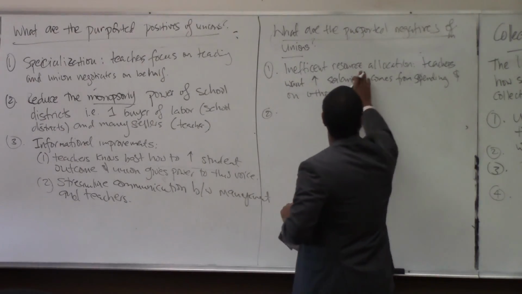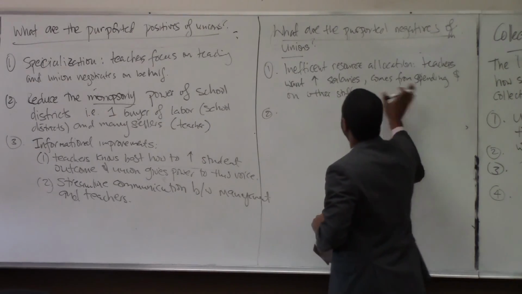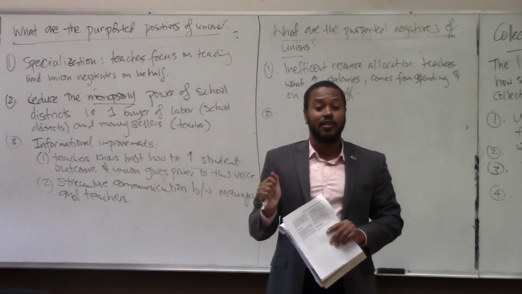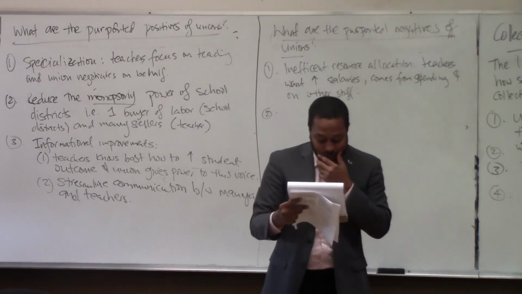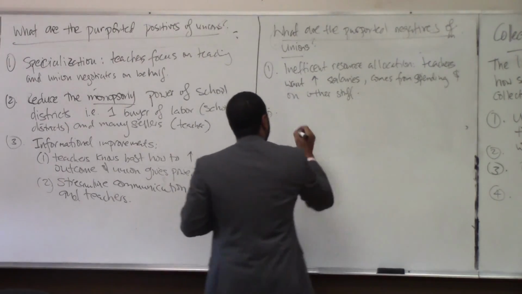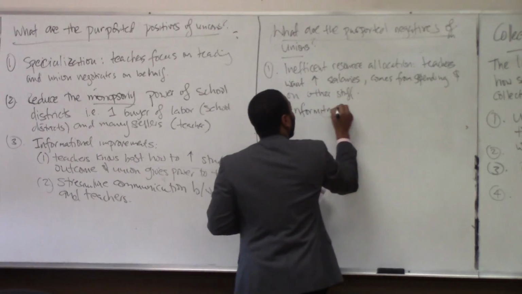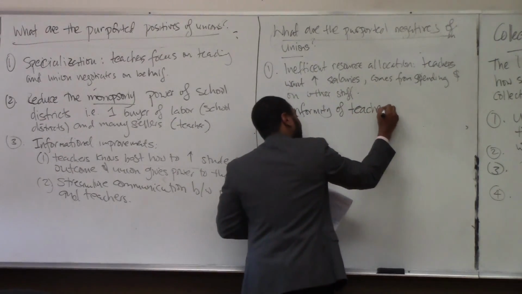So this is inefficient resource allocation. Teachers want higher salaries, and this must come from spending money on other stuff. If anything is unclear, just let me know, okay? So don't feel shy about that at all. My apologies for that. So there are a couple other things too. So one thing too is we have uniformity of teacher incentives.